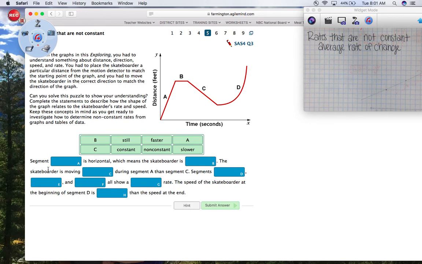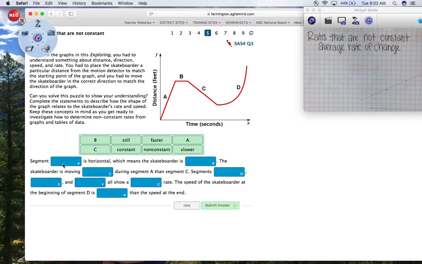So if you look at this graph, notice it's talking about a distance, and it's talking about a skateboarder and his distance from a motion detector. So if you look, segment A starts at 0, 0. Of course, these aren't labeled, just like on the activity from the card sorting activity we did. So notice A is moving away because the distance is increasing. B is horizontal, so we'll talk about what that means. C is moving negative, so the distance is decreasing. And then D makes that curve.